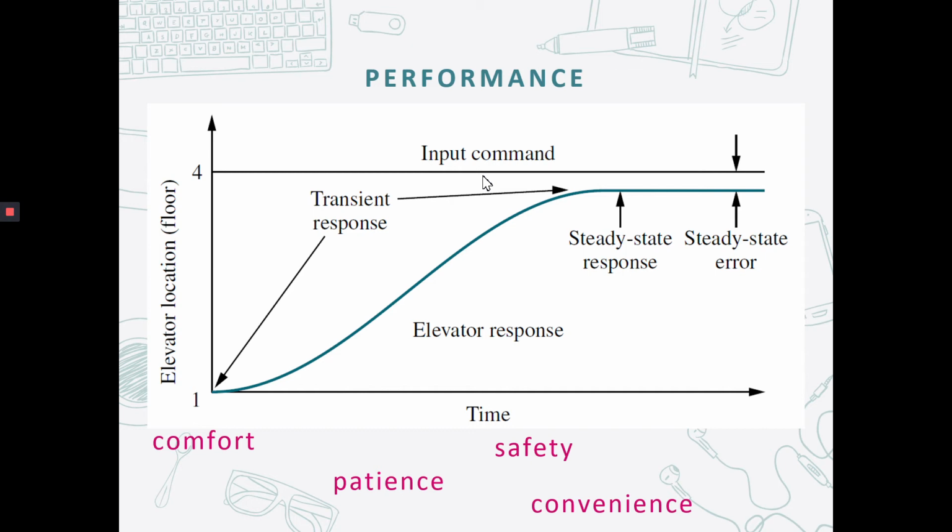The performance of the elevator can be seen from the elevator response curve in the figure. This is the elevator response. This is the region of the transient response, and this is the steady state response. The difference between the input command and the elevator response is the steady state error. This elevator system is designed based on the comfort of the passenger, patient safety and also convenience.